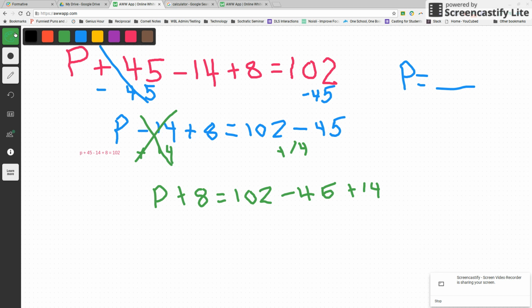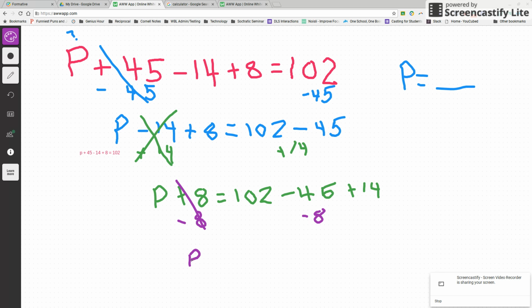We almost have P all by itself. Last thing we have to do, we still have this plus 8. To get rid of it, we do the opposite. So we minus 8. We minus 8 on both sides, which now if we rewrite the equation, I have P all by myself. P equals 102 minus 45 plus 14 minus 8. We did. We got it all onto one side. Now we can do the math. Now we can actually combine those things.